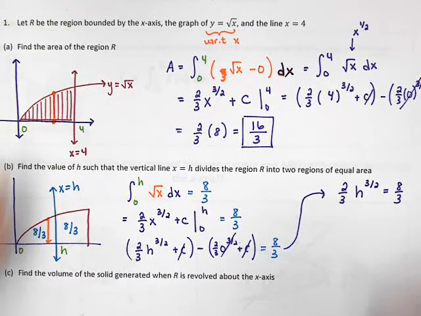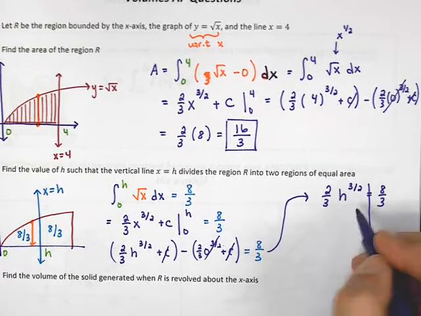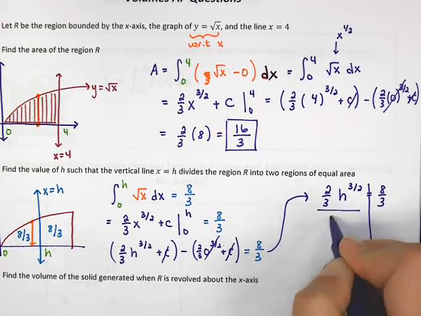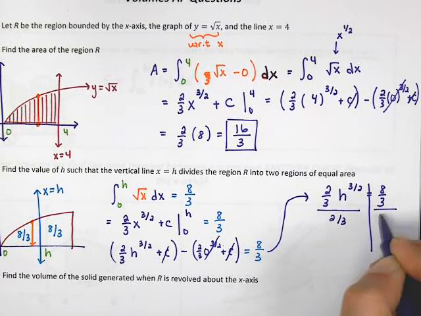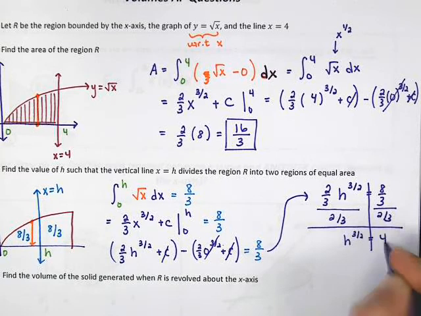Now, what I'm going to do to solve this, just like I would solve any equation, is try to get h by itself. So I'm going to start by dividing by 2/3. Now, dividing by 2/3 is the same thing as multiplying by 3/2. So what we end up with here is 4.